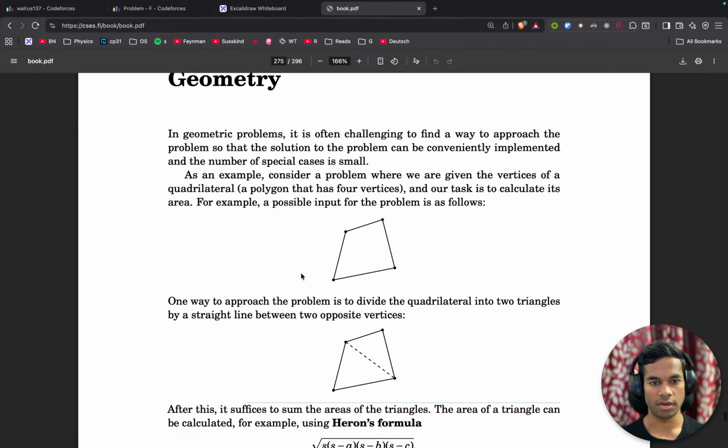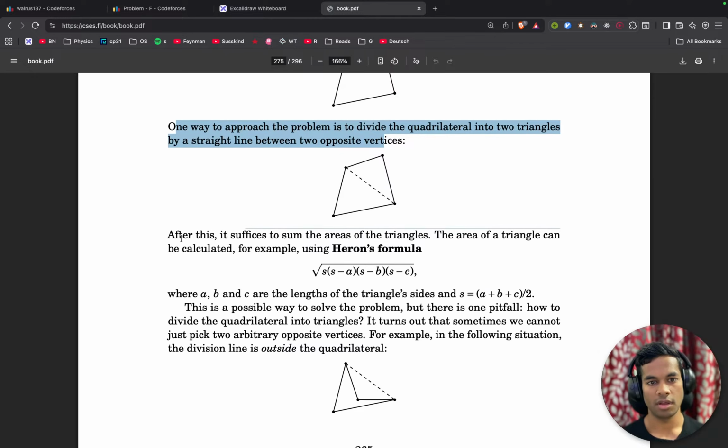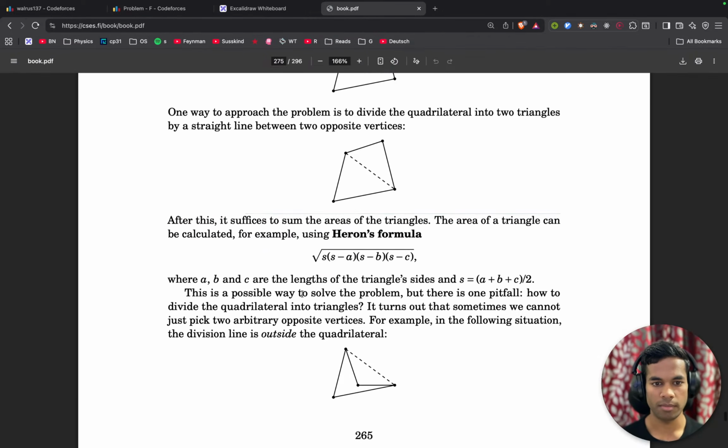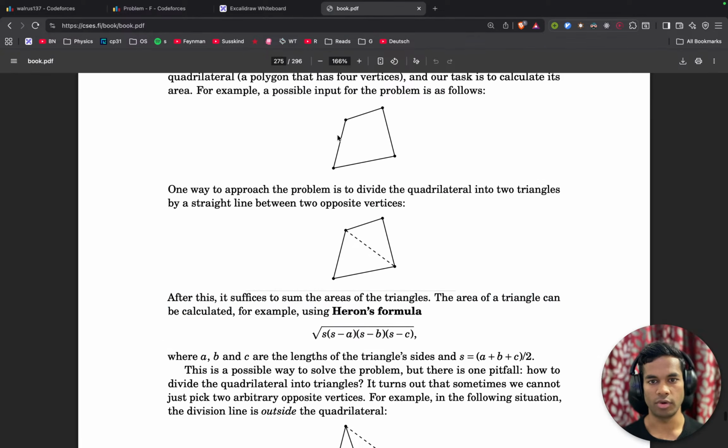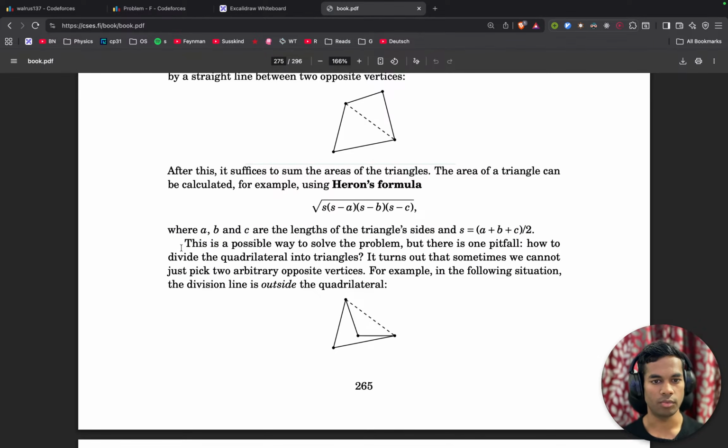Okay, for example, one way to approach the problem is to divide the quadrilateral into two triangles by a straight line between two opposite vertices. After this, it suffices to sum the areas of the triangles. The area of a triangle can be calculated, for example, using Heron's formula. Divide the quadrilateral into triangles, find the area of the triangles, add them, where a, b, c are the lengths of the sides of the triangles, and S equals (a + b + c) / 2. This is a possible way to solve the problem, but there is one pitfall. How to divide the quadrilateral into triangles?